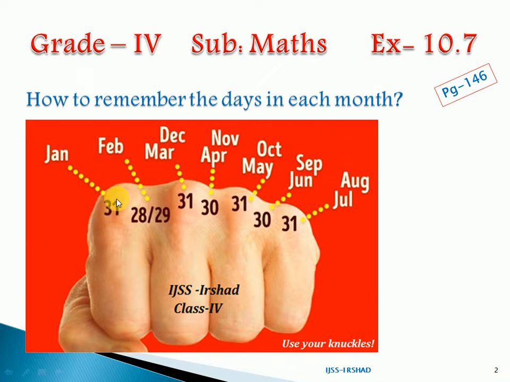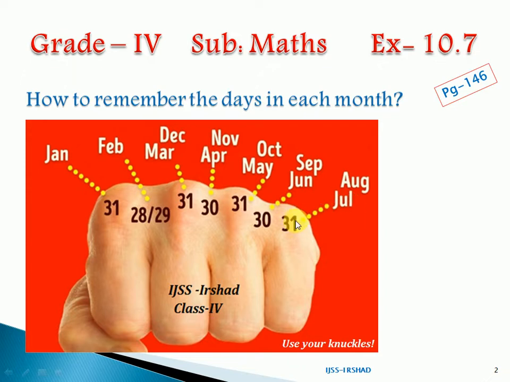This first knuckle is for the first month, January. Then here you can see a low area between two knuckles, this one where I have written 28 and 29. This will be for the next month. So this January, this February, here March, then April, May, June, July. So here your knuckles finished, and up to July you have finished. Again you will start from here only.